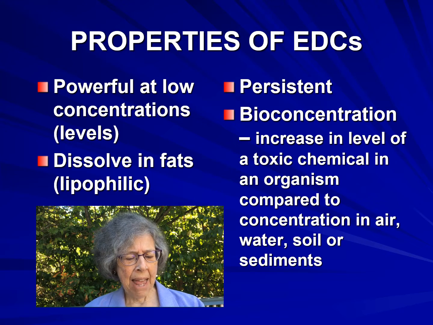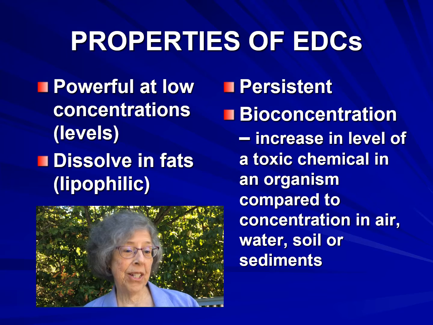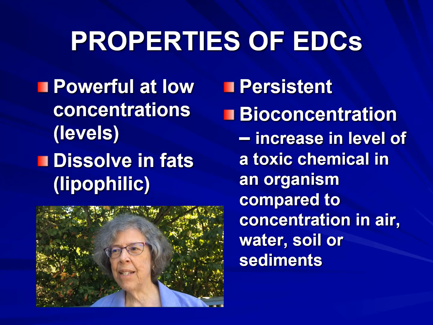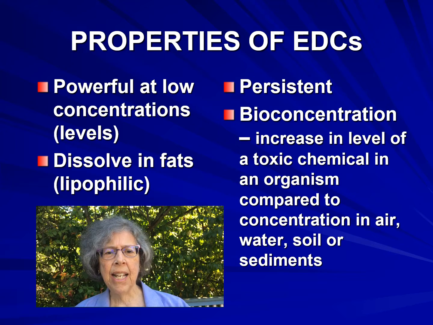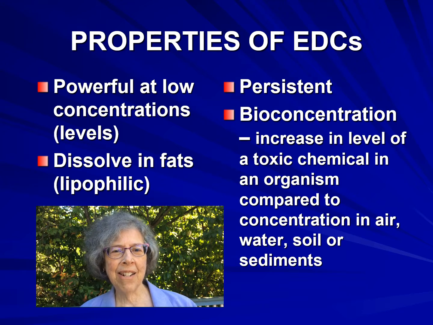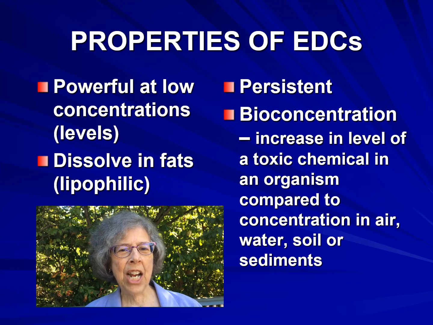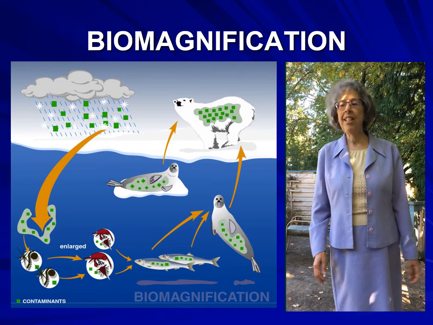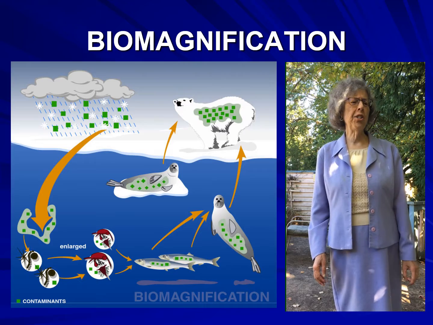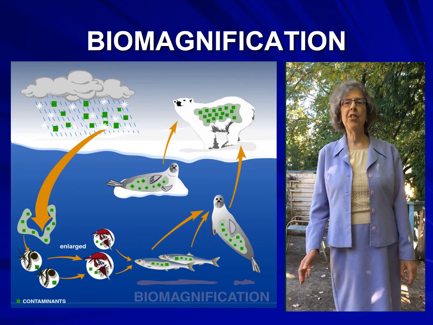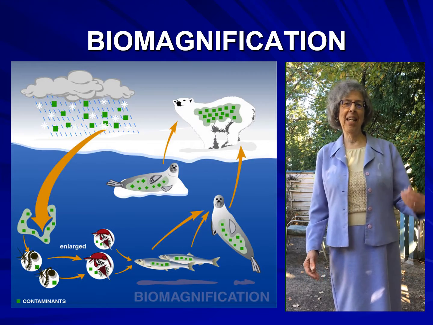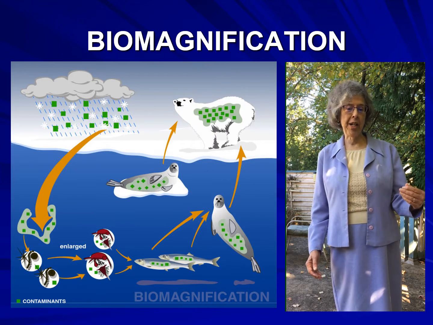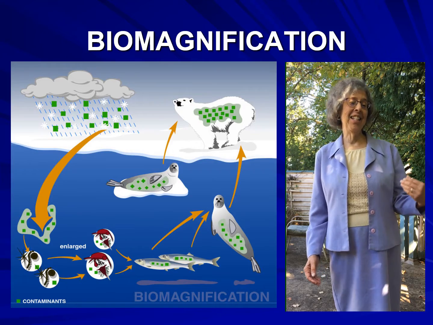And then another property of EDCs that contributes to their toxicity is their ability to undergo bioconcentration. This means that the concentration of the EDC in an exposed organism will be higher than the concentration in the surrounding air, water, soil, or sediments. EDCs that are persistent and lipophilic also undergo biomagnification. This refers to the ability of a chemical to increase its concentration as you go up the food chain, so that each predator will have higher concentrations than its prey.